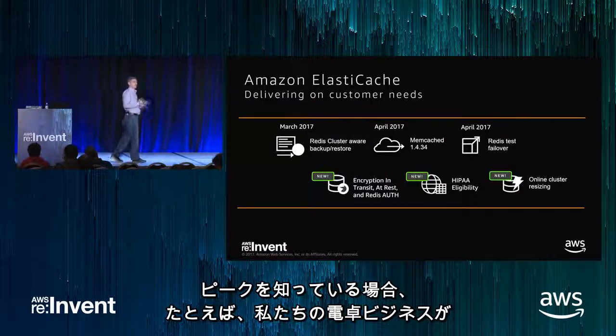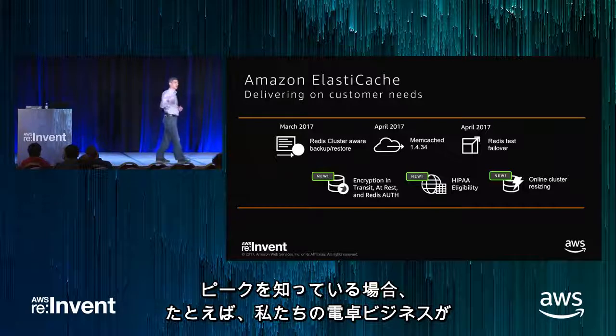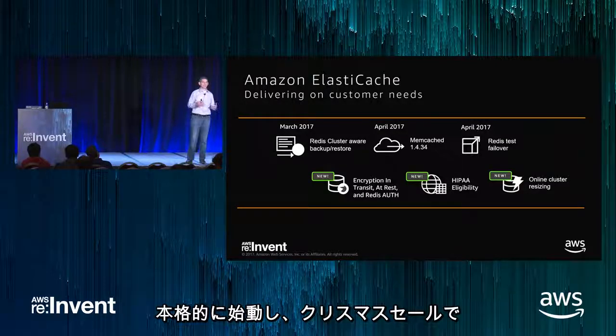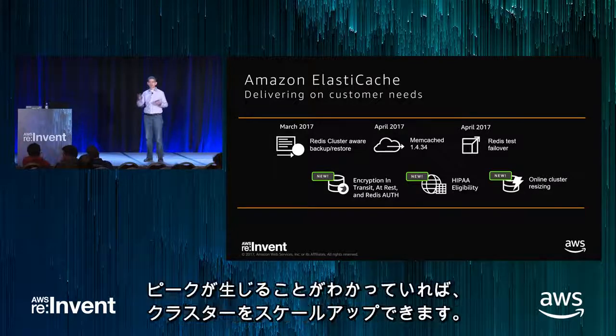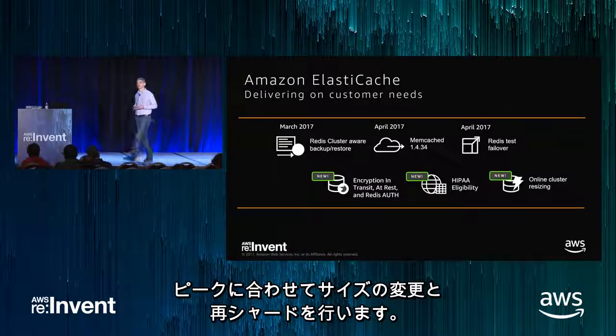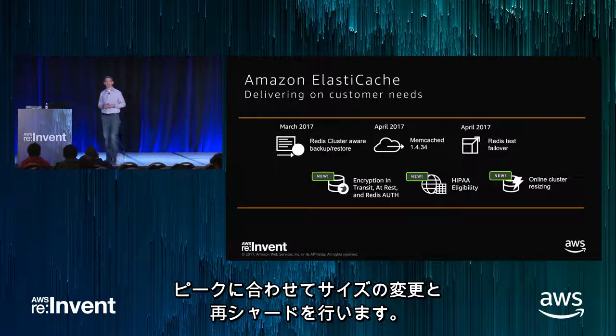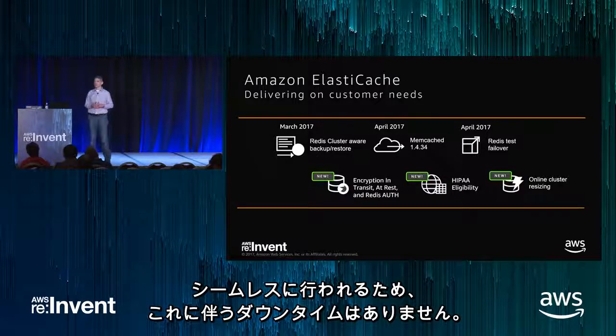So if you have a peak, for example, if our calculator business really takes off and we know we have a peak, I know it's Christmas sales, we can basically scale up our cluster. We will resize and reshard that as the peak happens, and it's seamless, so there's no downtime when it happens.